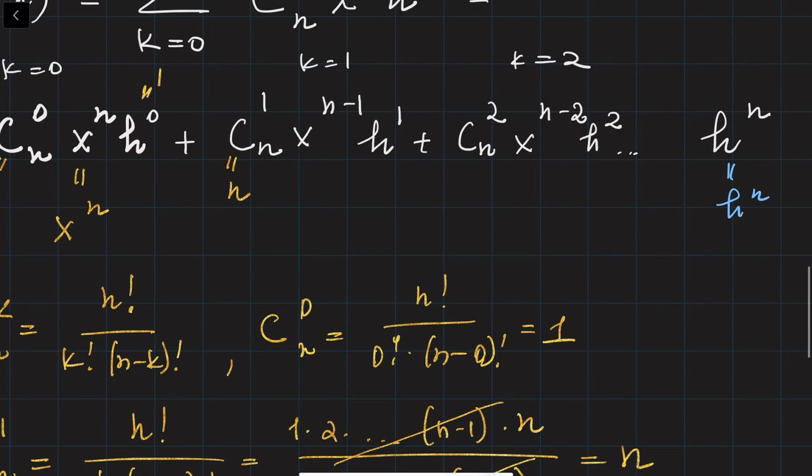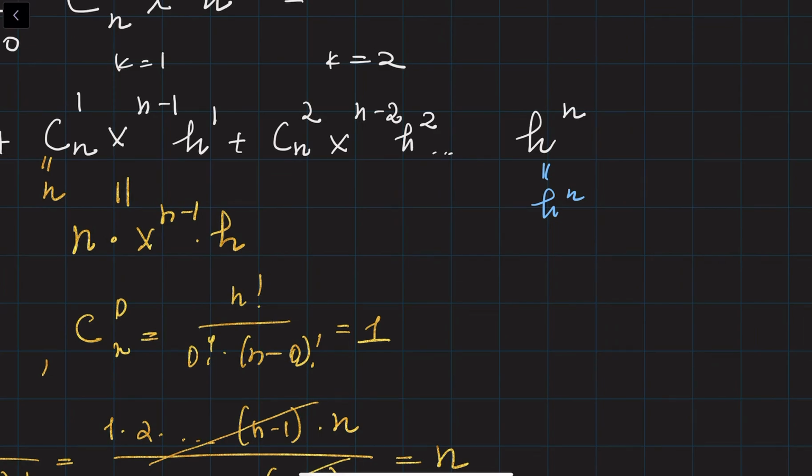Okay, so the second term here is going to be equal to n times x to the power of n minus 1 times h.